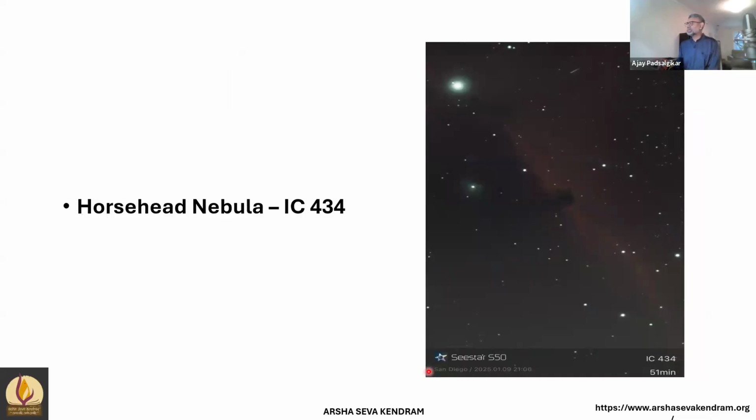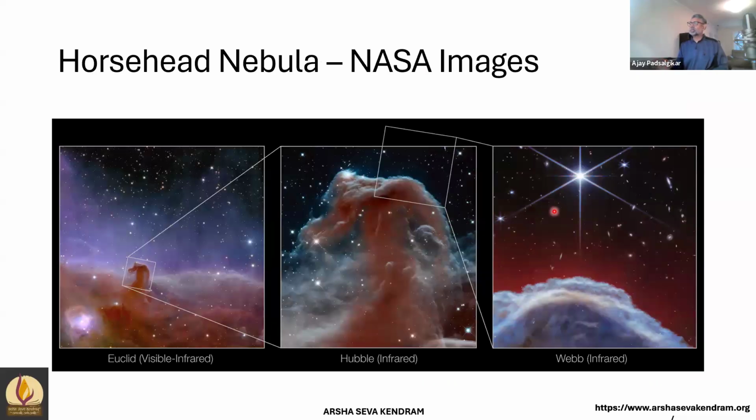I captured it earlier this year. So here you can see it. It resembles the head of a horse, and that's why it's called the Horsehead Nebula. And here is Alnitak, the bright star in the belt. This is just below that. And if you go on to the next one, we can see that this Horsehead Nebula has been captured.